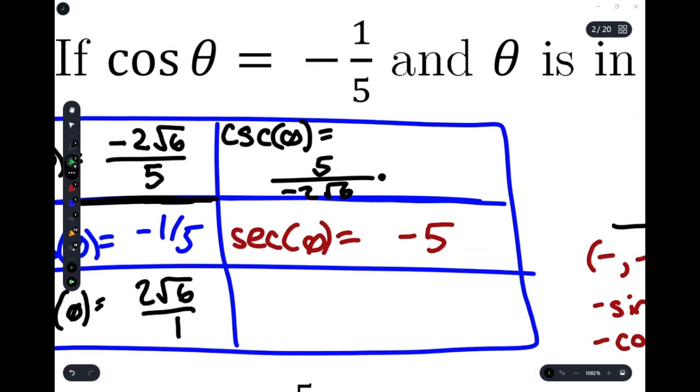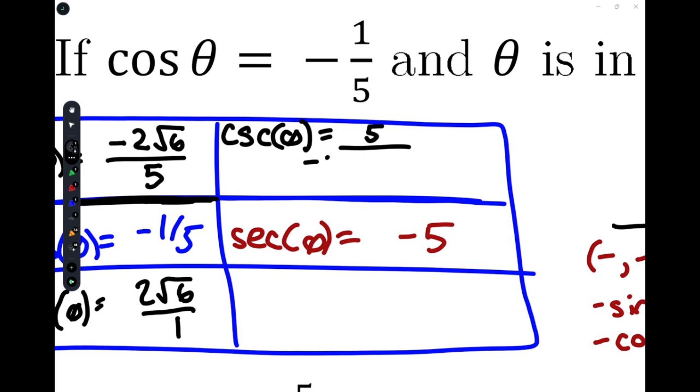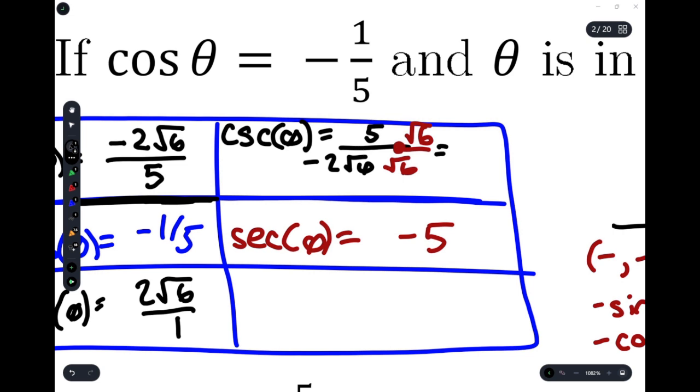Anybody know what you need to multiply by when you've got a root on the bottom? That root, yeah. It's 5 over negative 2 root 6. But we're going to multiply by root 6 over root 6. Wait, how come you don't multiply by 2 root 6? Yeah, I guess you could. You'd end up with the same thing. If you multiply by 2 root 6 on the top and the bottom, you'll end up with the exact same answer, because we're just multiplying by 1. Oh. So go ahead.